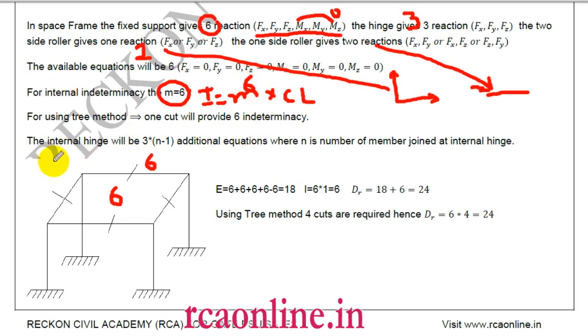Similarly, if there is an internal hinge, then how many additional equations will I get? I will get additional equations as 3 multiplied by n minus 1. Now what is n? n is the number of members joining, so n minus 1 is the number of additional equations per the members, and 3 is my standard value which I discussed in 2 dimensions. There it was 1. Now let us see one question.